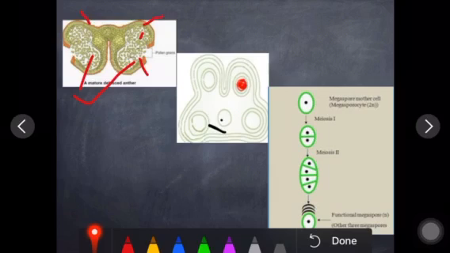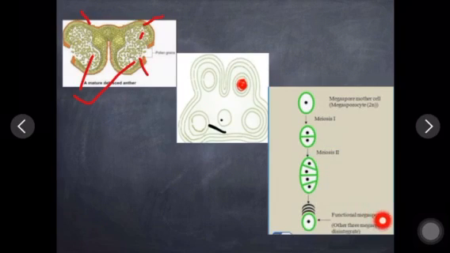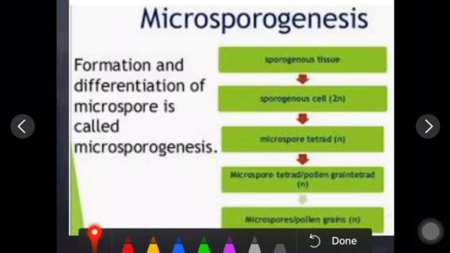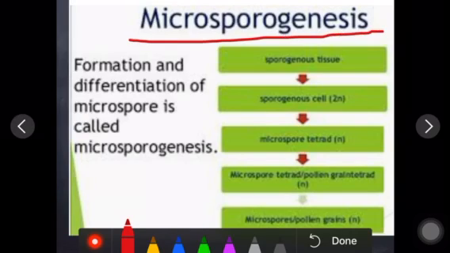So these 4 cells, each and every cell is a microspore. They are lying in a tetrad arrangement, so it is called microspore tetrad. Now further you will see that 4 cells are there, but out of 4 only one will proceed with the function, the rest 3 get degenerated. That you have to remember, right? Well, this is the conclusion of microsporogenesis. You might have learned the meaning of microsporogenesis, the formation of microspores, which is part of the male reproductive part, and it is carried out by the sporogenous tissue.